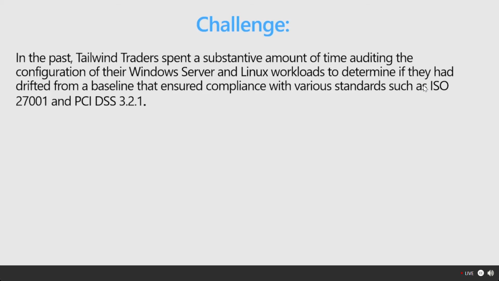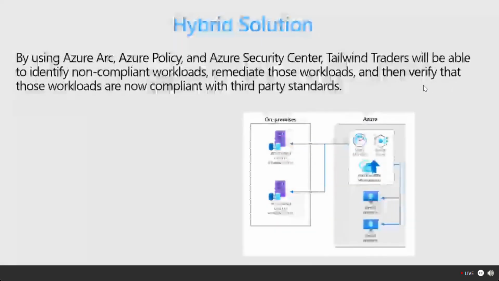So how can hybrid cloud help with this? The hybrid solution for this problem is that by using Azure Arc, Azure Policy, and Azure Security Center, Tailwind Traders is able to perform an audit on the configuration of workloads and determine whether or not they are compliant with a particular set of security standards. They can then remediate those workloads and ensure that they are compliant. So it's possible in a hybrid cloud scenario to centrally assess the compliance of your workloads.